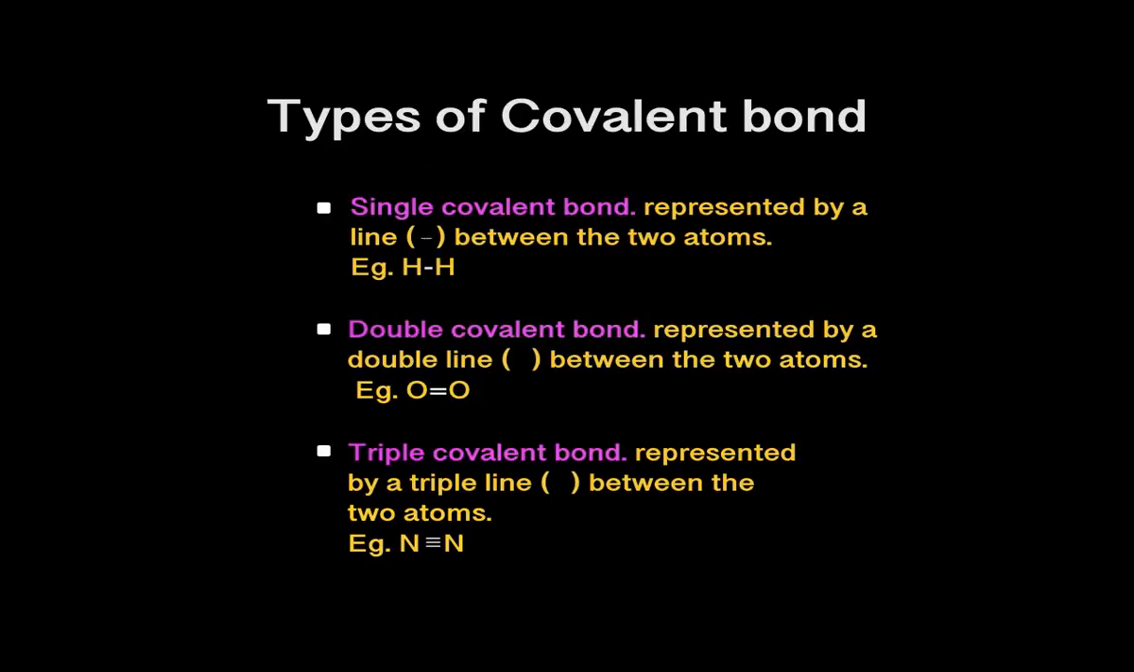Types of covalent bond. Single covalent bond represented by a line between the two atoms. Double covalent bond represented by a double line between the two atoms. Triple covalent bond represented by a triple line between the two atoms.